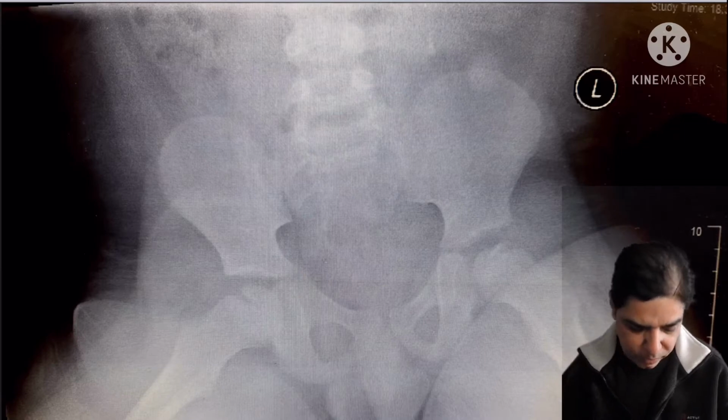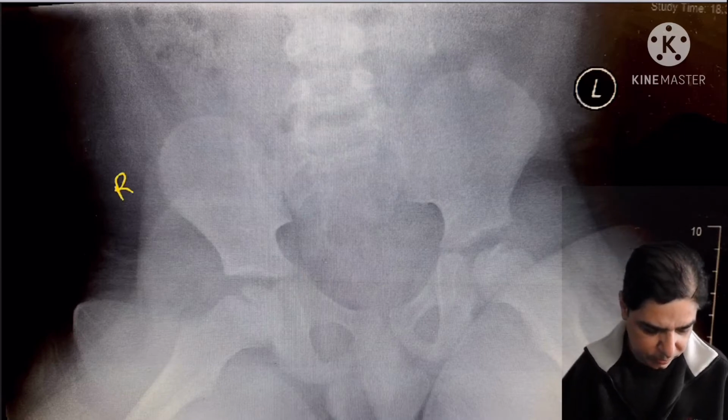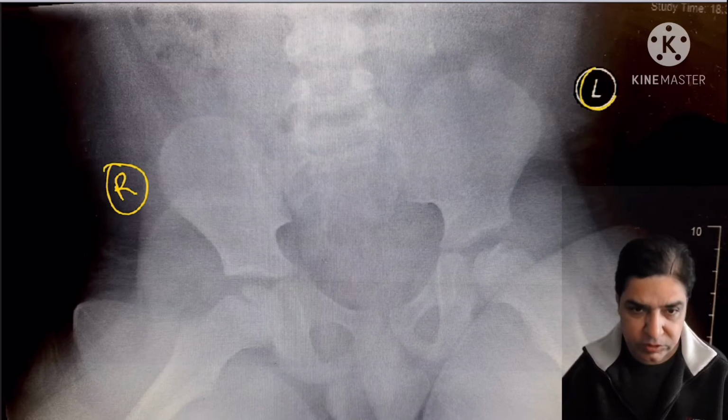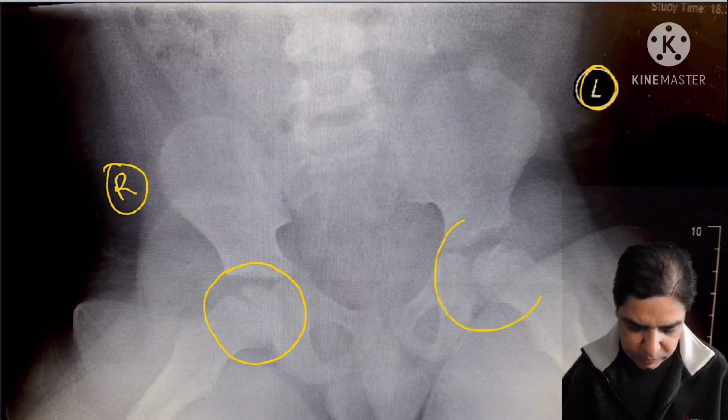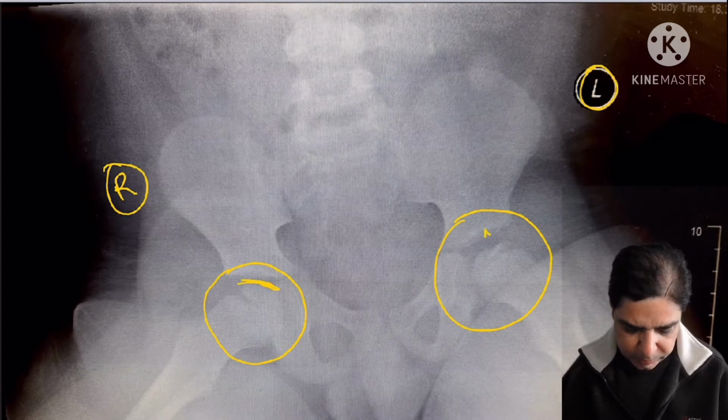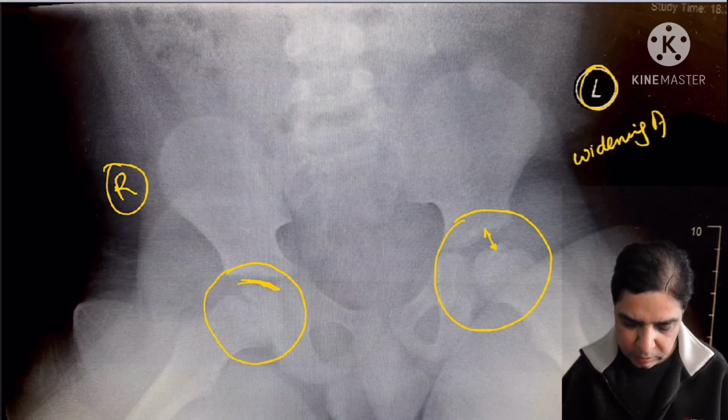interesting. Now if you compare, this is the right side and this is the left side. And if you compare the hip joints, this is the hip joint of the right side and this is the hip joint of the left side. Look at the space. This is the joint space. Now the joint space here is a bit widened as compared to the right side. So you see that there is widening of the left hip joint space.